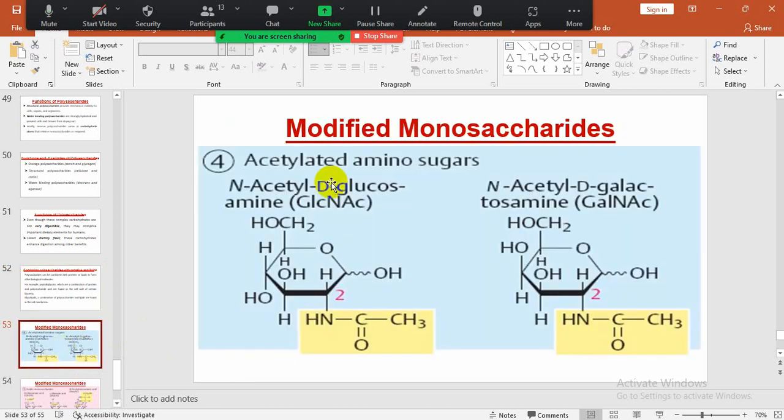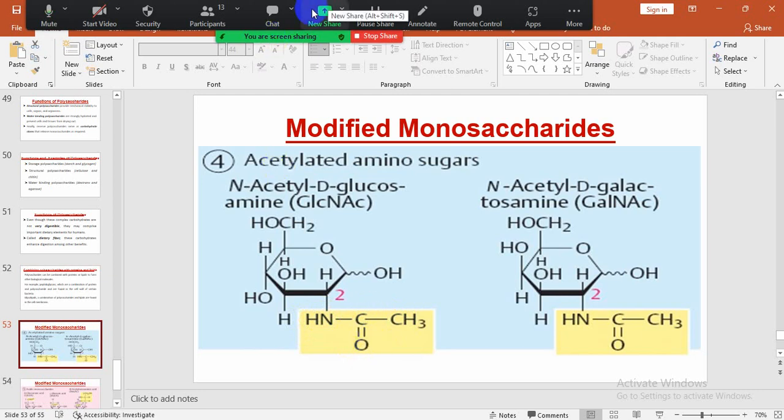Let's look at examples. So we have modified monosaccharides. This is a normal glucose. If you add an acetyl group, CH3 C double bond O, it is called acetate. You remember the acetic acid that I drew, 2 carbons. This is acetate, and this is an amino group, so we say N-acetyl. This is an acetyl group.